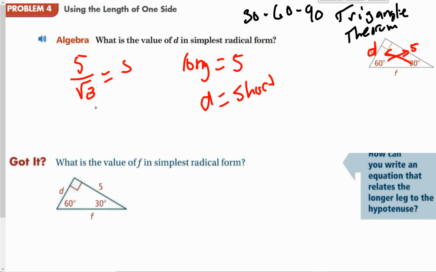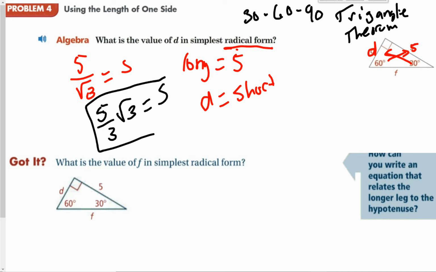See, here's the complicated part, right? Especially if I want to keep it in simplest radical form, I can't type that in my calculator. If they ask me to round to something, then yeah, I can type that in my calculator. But I want to do it this way because this is a whole number. So divide by 3 and then multiply by root 3, and there's my short leg. I can't simplify this fraction, so I leave it as a fraction. So there's my answer for the short leg, D. D is the short leg. You're asked to find F. So once you have a short leg, can you find F? You do that one.